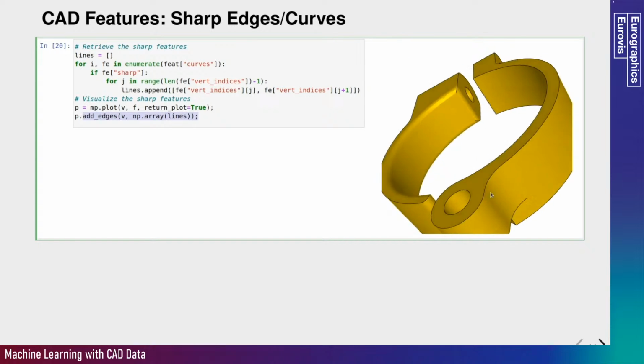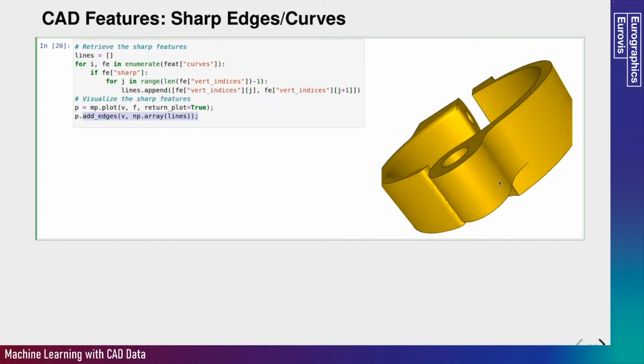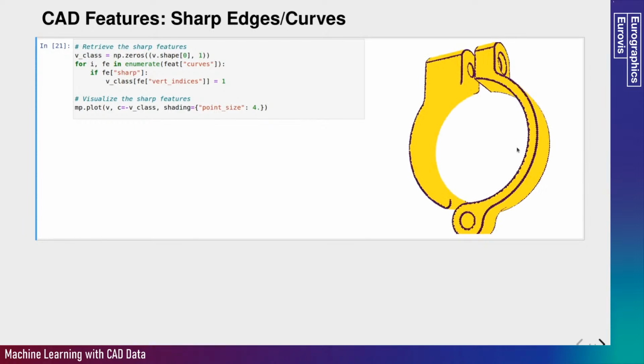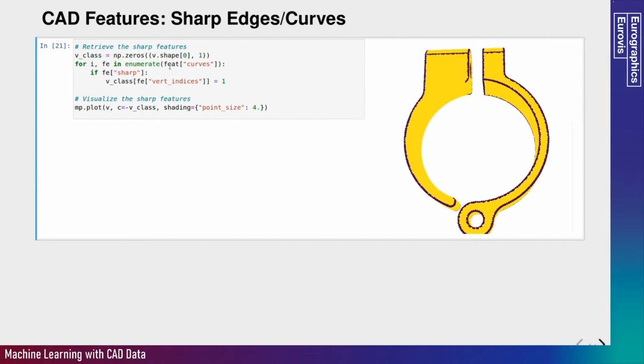As there are many more point-based machine learning models, we can also generate the same data for point cloud-based models, and this is how it looks. So we again go through our curves list and check if one of the curves or edges is sharp. If it is, we set the corresponding vertex class to 1, whereas all other vertices are set to 0. So for a classification task, a possible one, we have two classes: a sharp class, which is 1, as well as an other class, which is 0.